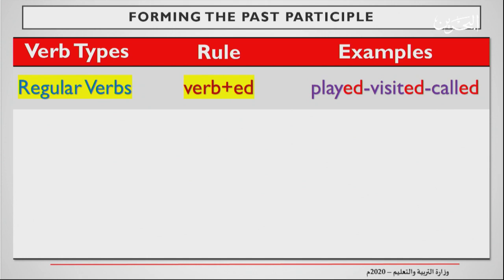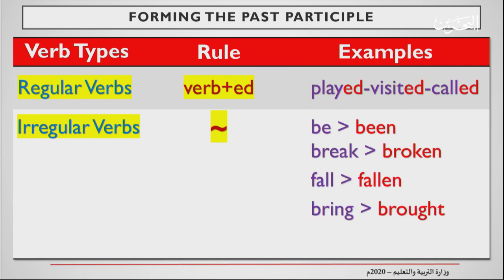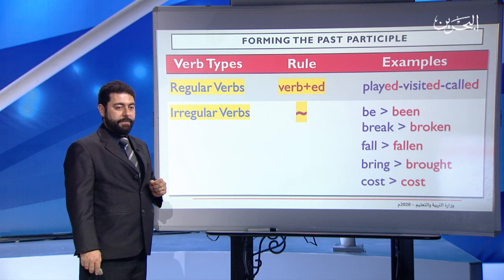Now this is easy, but we have the irregular verbs. Okay, the rule, there is no rule. Every verb is special. For example, be becomes been, it changes. Break becomes broken, it changes. Fall, fallen. Bring, brought. Cost stays the same, cost. So there is a list you have to remember.